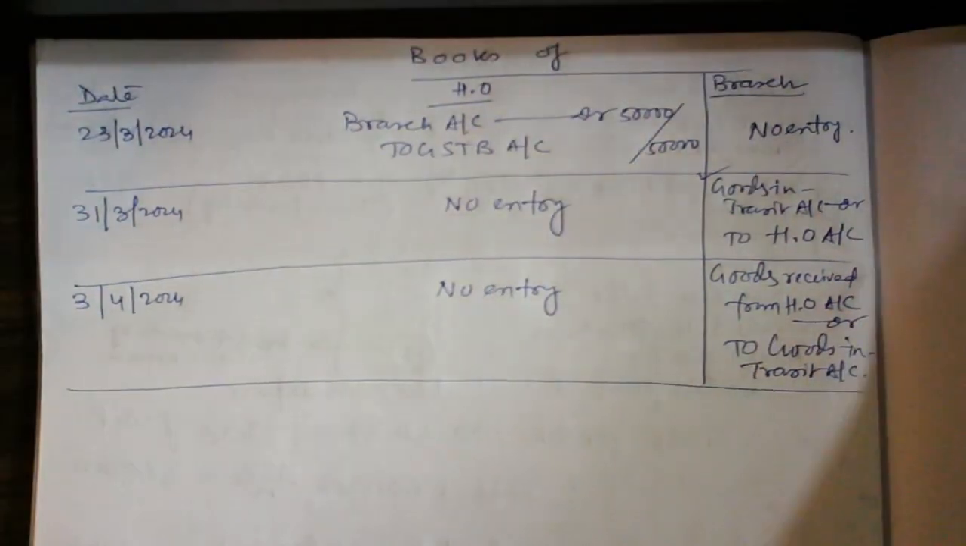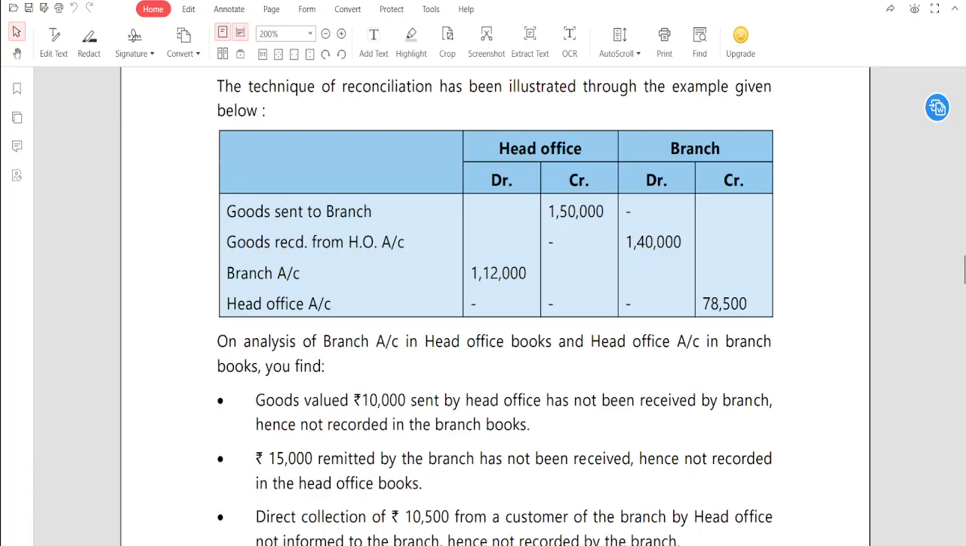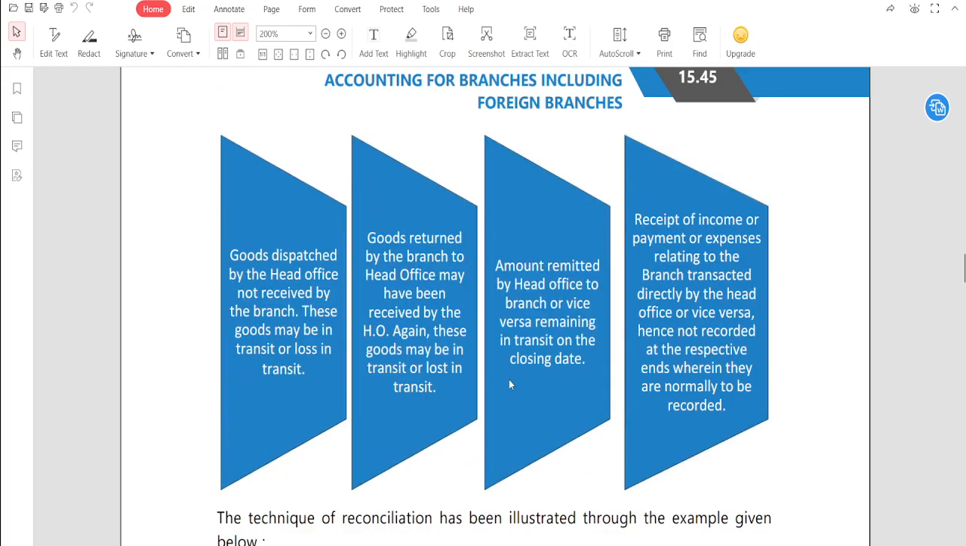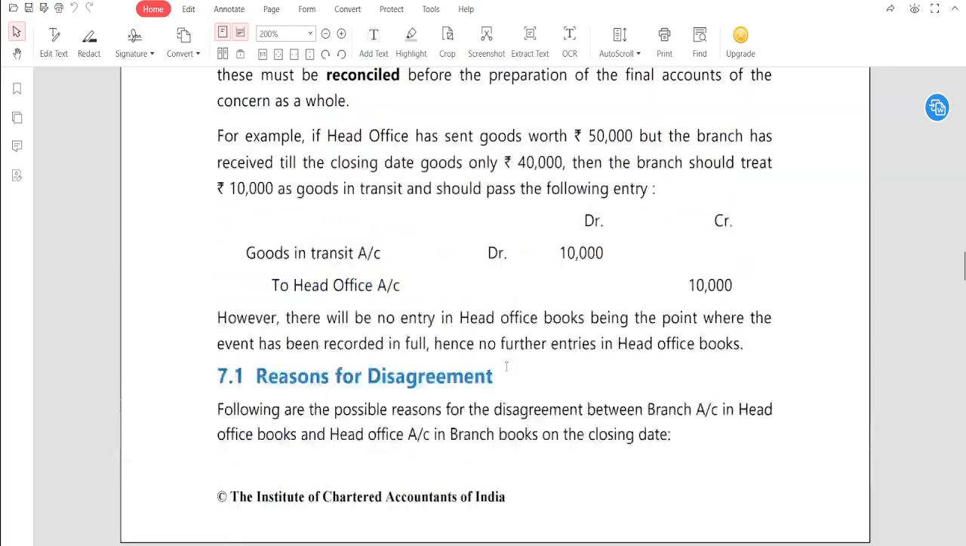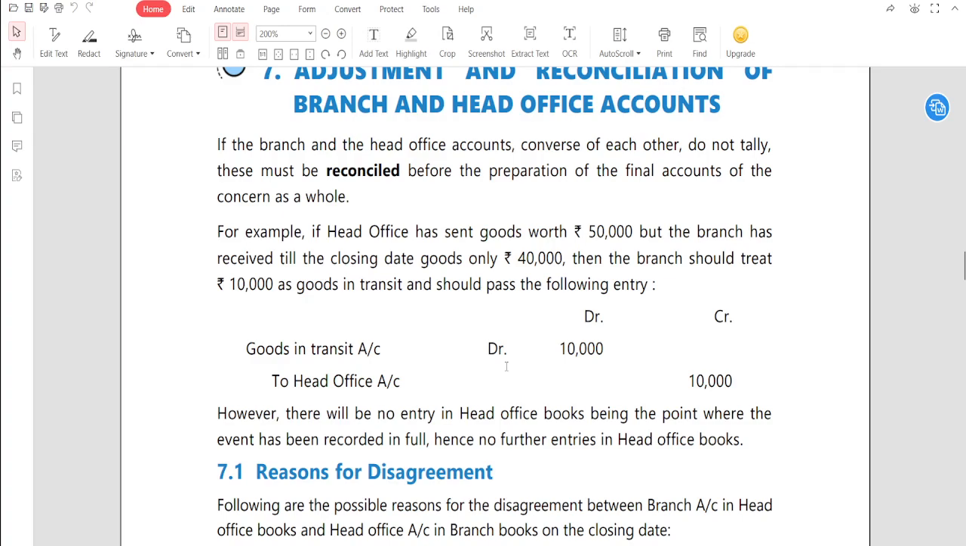चलिए अब आगे बढ़ते हैं. Now let's illustrate from the institute material itself. Okay, try to understand from the institute material. See here, we have already understood with respect to the goods in transit how to reconcile this.